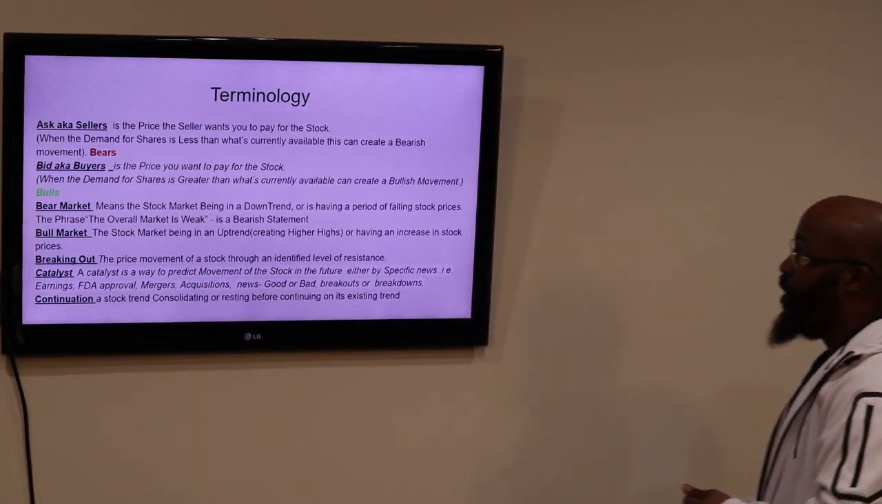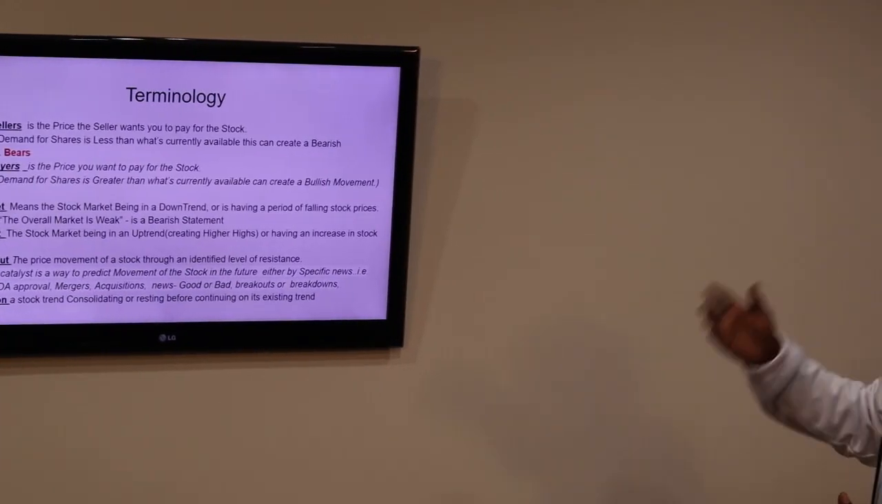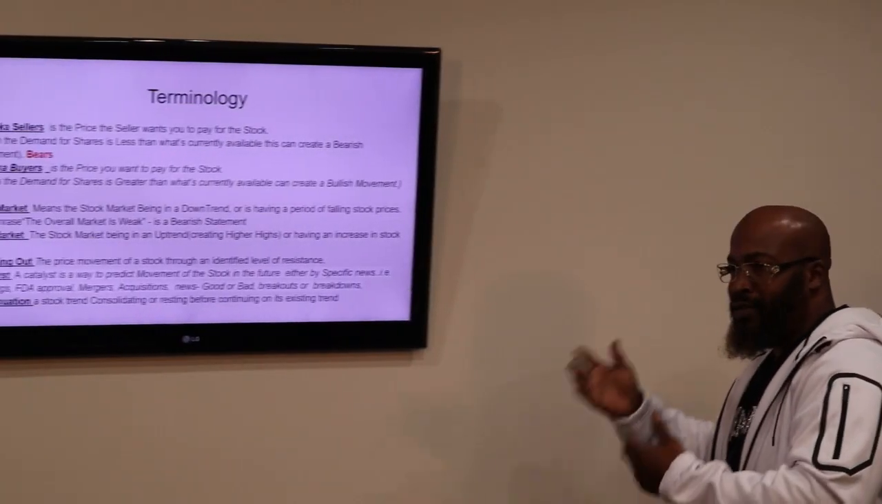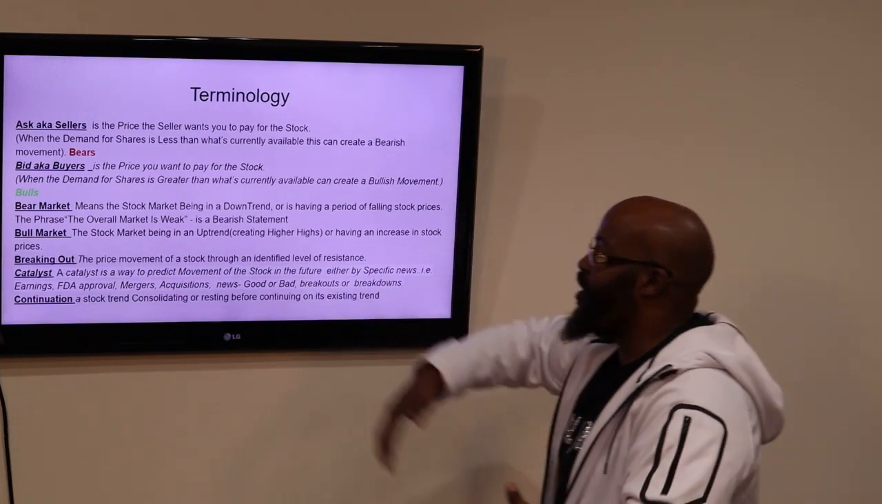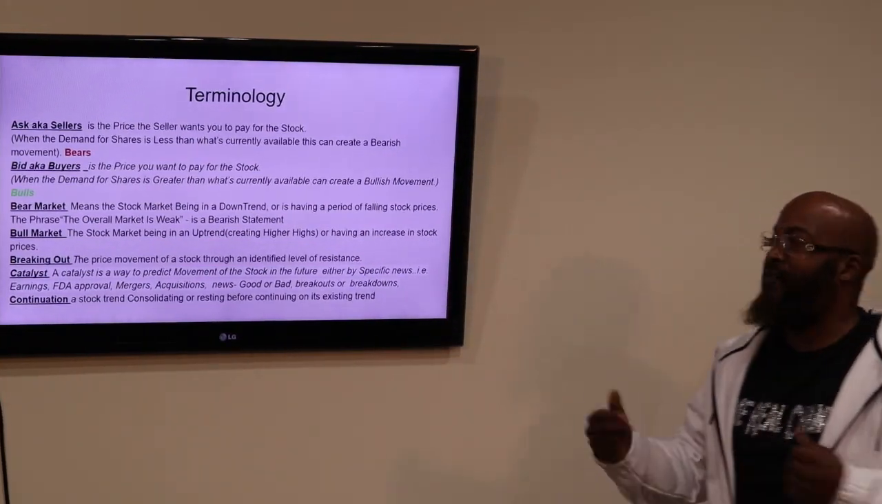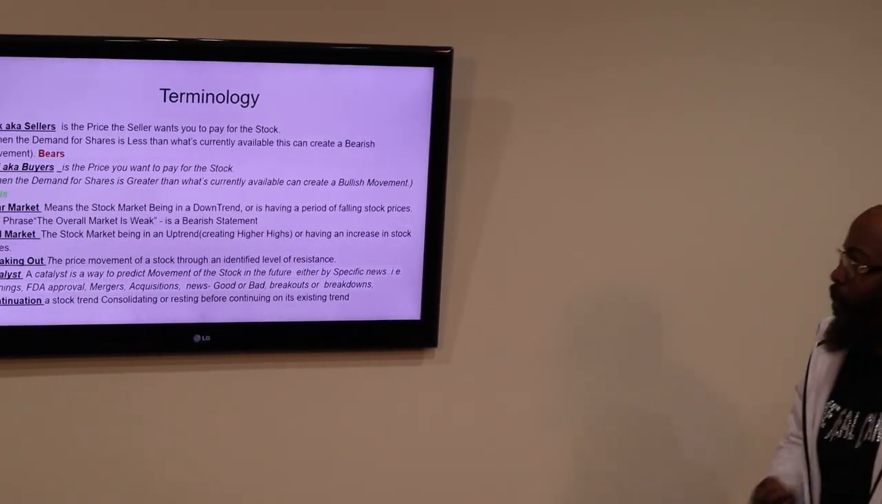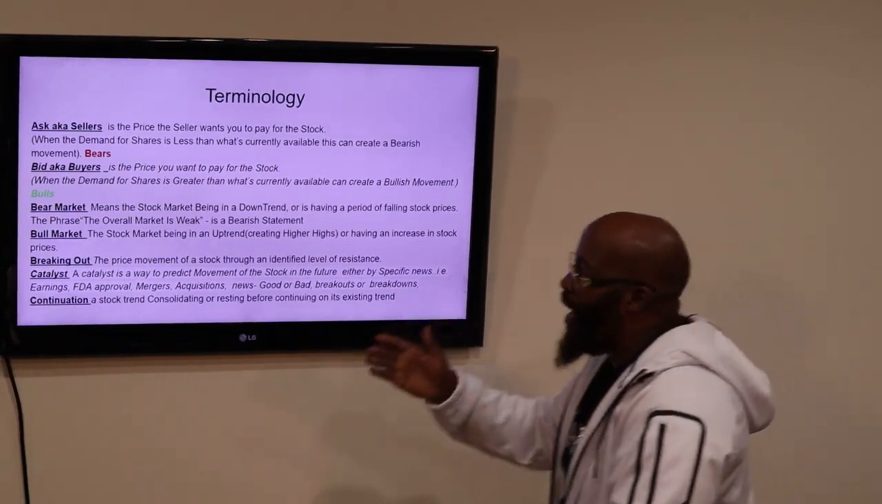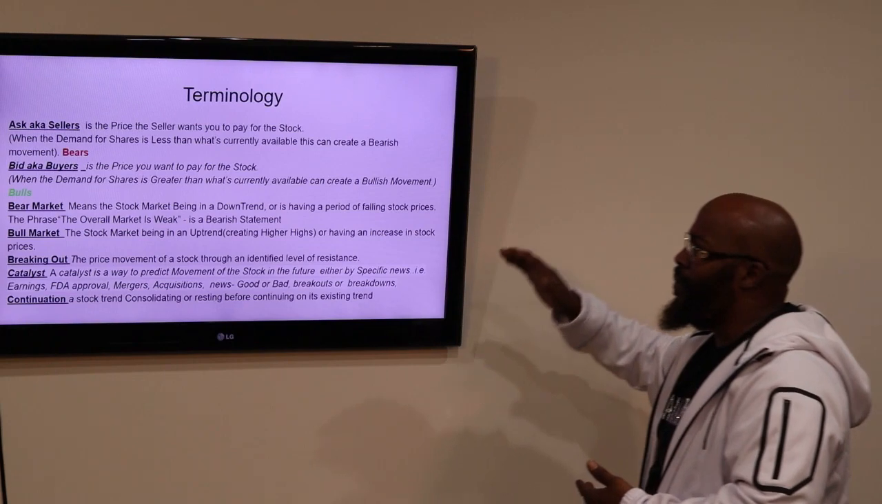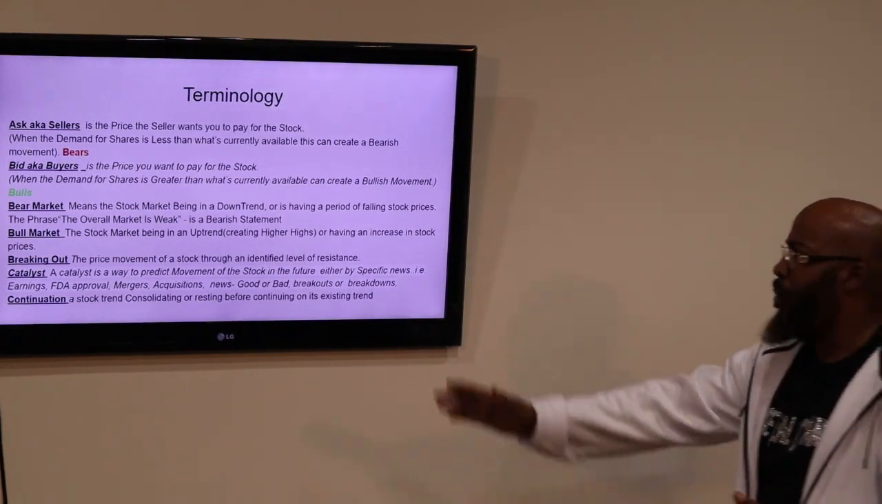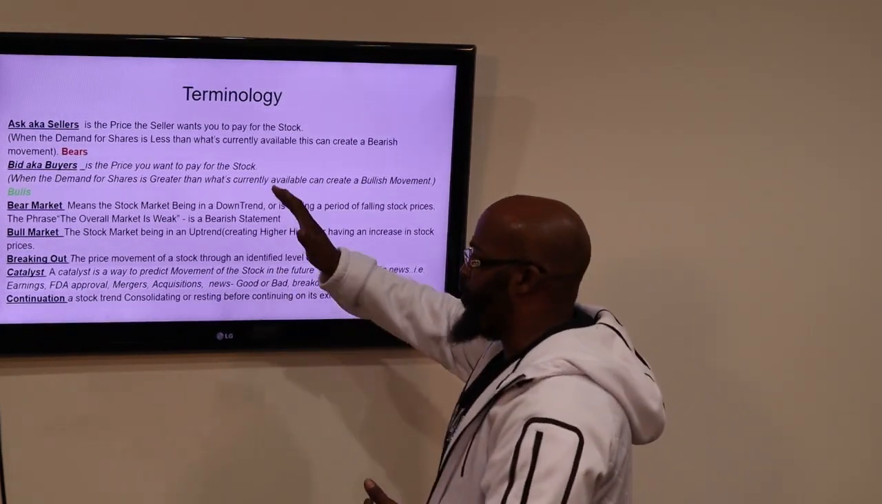Buyers. This is the price that you want to pay for the stock. You're the buyer. When the demand for shares is greater than what's available, this creates a bullish movement. So buyers are connected to bulls. Bear market means the market is in a downtrend. Bull market, the market is in an uptrend.